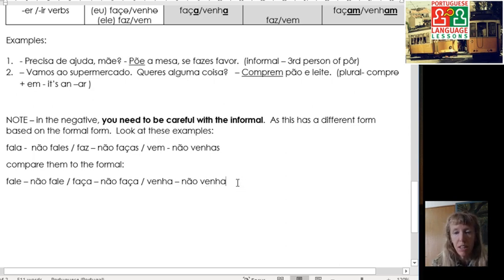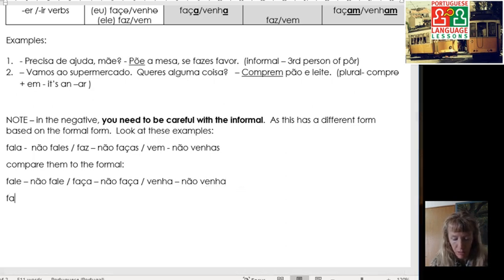And even the plural, falem, não falem, or façam, não façam, and venham, não venham.